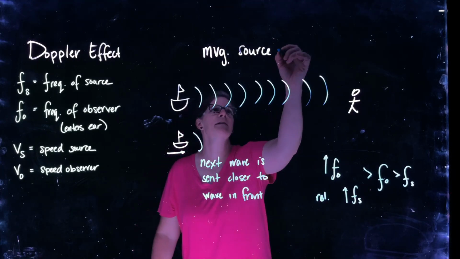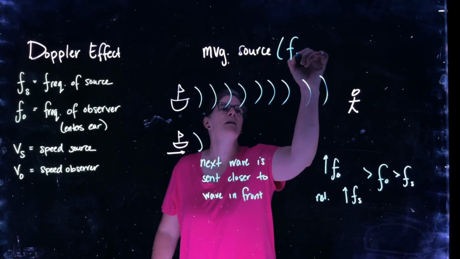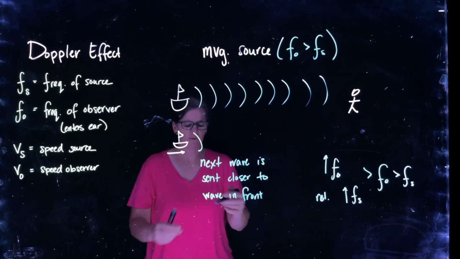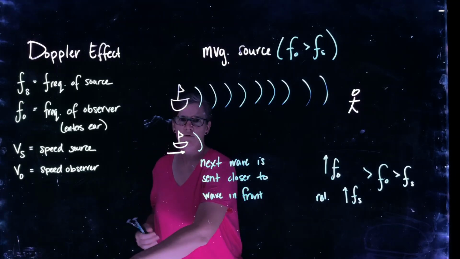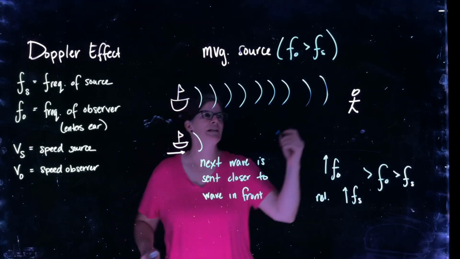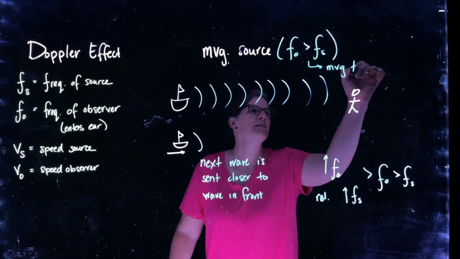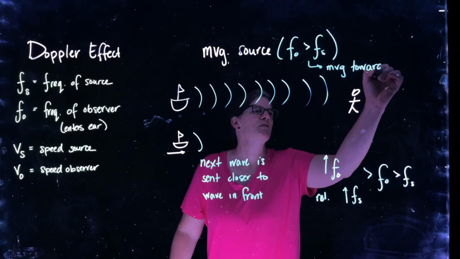That happens with a moving source. The frequency of the observer is greater than the frequency of the source if it's moving towards the observer.